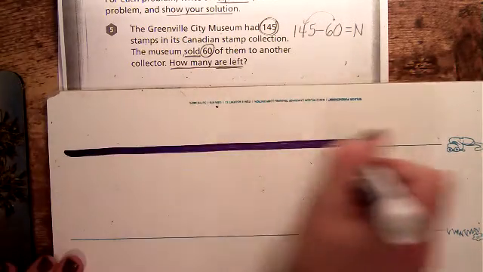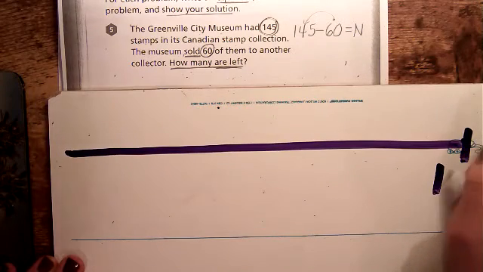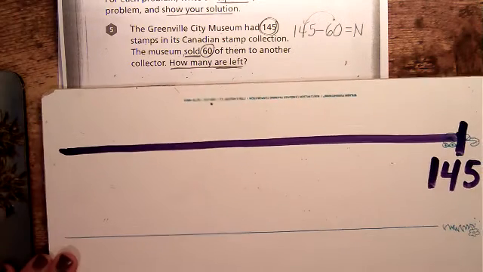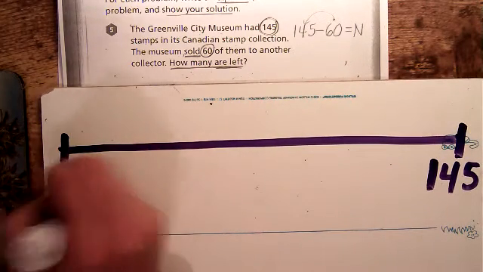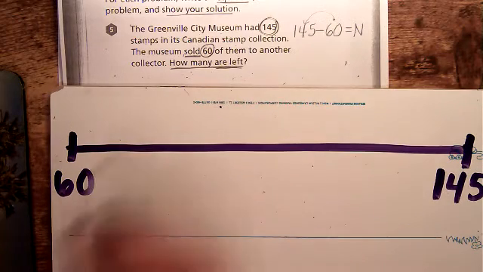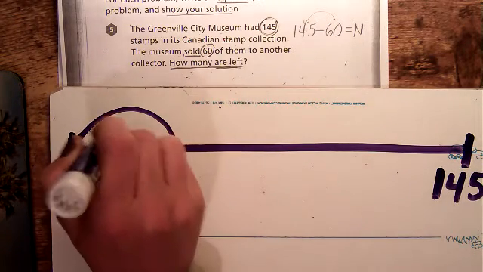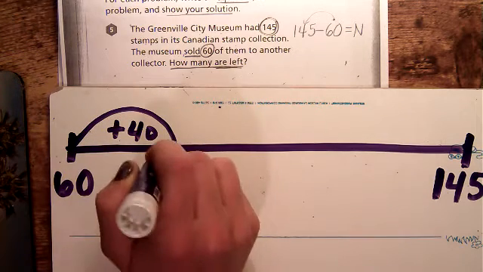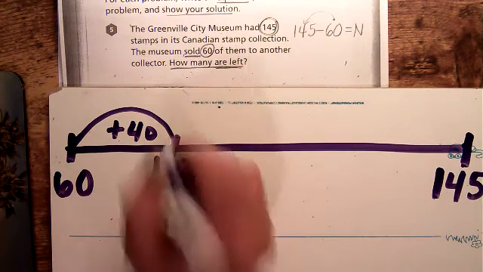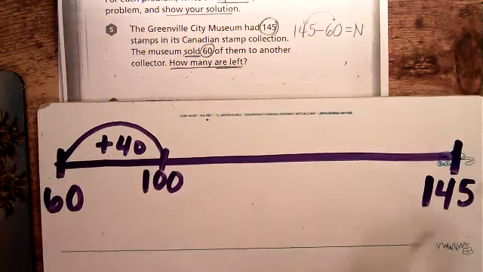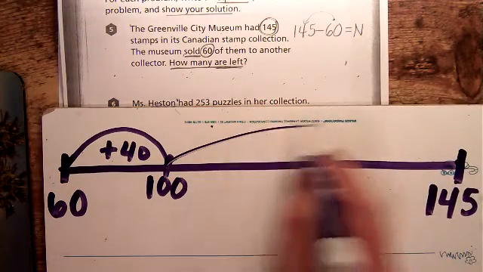So instead of doing it the way I just did, which is pretty complicated, I'm going to start with 145 at the end, and I'm going to put my other number here, and I'm going to get myself from one number to the other. So let's see what happens. Plus 40, because that's a combination of 100, it gets me to 100. Oh, yes, 45.